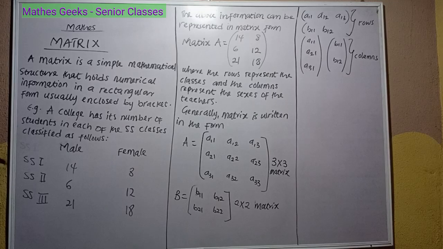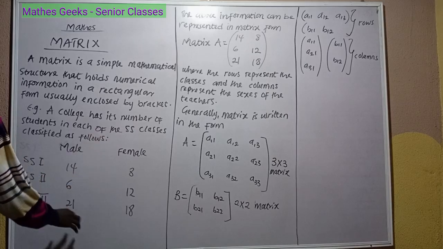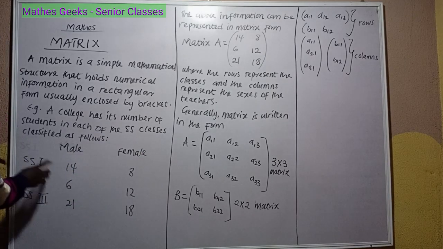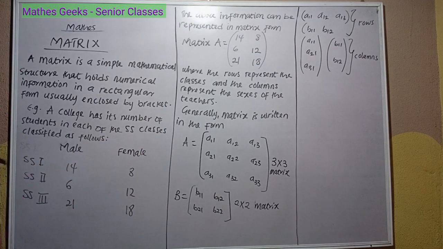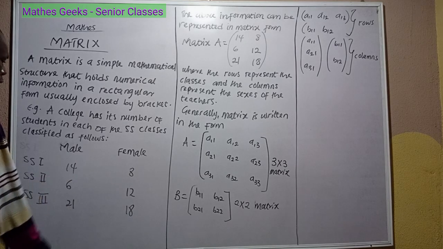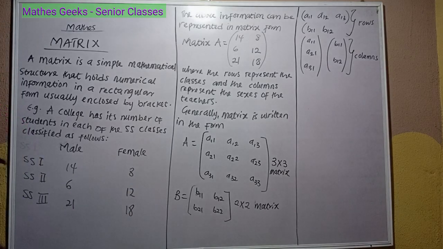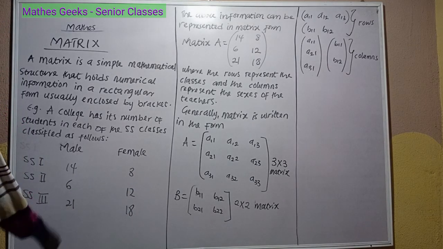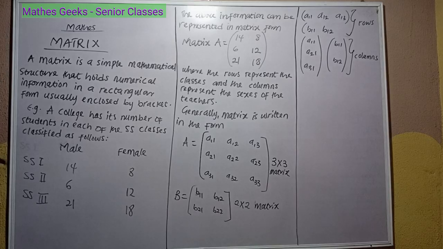A college has its number of students in each of the SS classes classified as follows. The SS1 class has a column for male and a column for female. So in SS1 class, there are 14 male students and 8 female students. SS2 class, we have 6 male students and 12 female students. For SS3 class, we have 21 male and 18 female. Now this is just information.